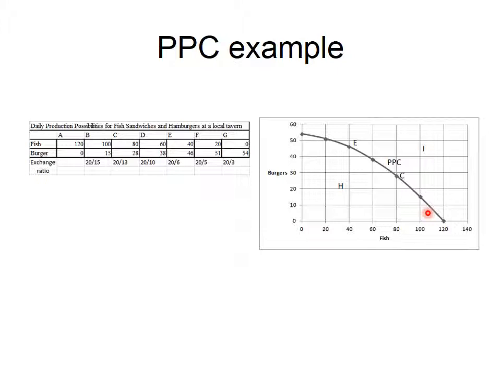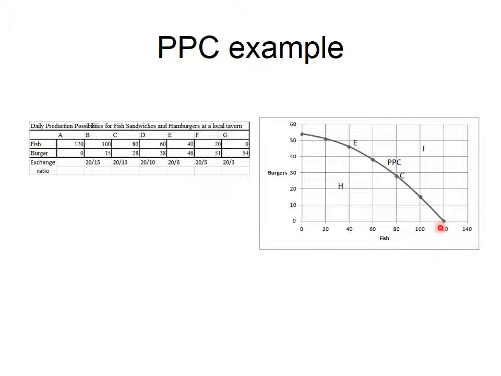If I maximize my production, I can produce 120 fish sandwiches a day. Or, if I maximized my resources, I could produce, what does it say here, 54 burgers a day. We see that this comes from there. Now, I want you to see that these come from each other. All of the points on the line here.